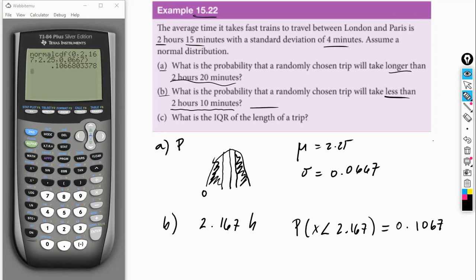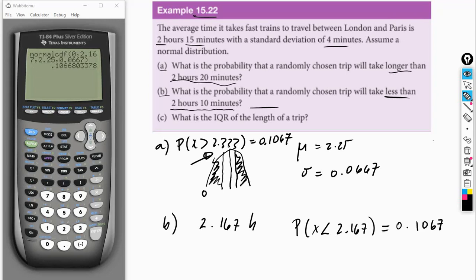The probability of x being greater than 2 hours and 20 minutes, which is about 2.333 hours, is going to also be 0.1067. Now, you can obviously solve this using a different method by, for instance, finding the z-score for the maximum and then just using the normal cumulative distribution function from the z-score corresponding to this value up to the maximum. But I leave that to you as an exercise.